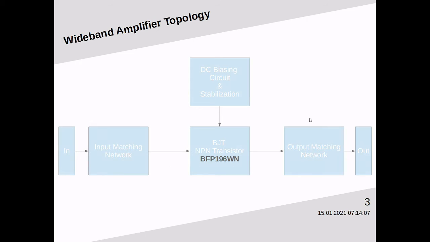Here you see the topology used. Wideband matching circuits match the base and the collector of the amplifier to 50 ohm lines. DC biasing circuit and the stabilization network work together to ensure a smooth, stable operation. It is where the decoupling capacitors are.